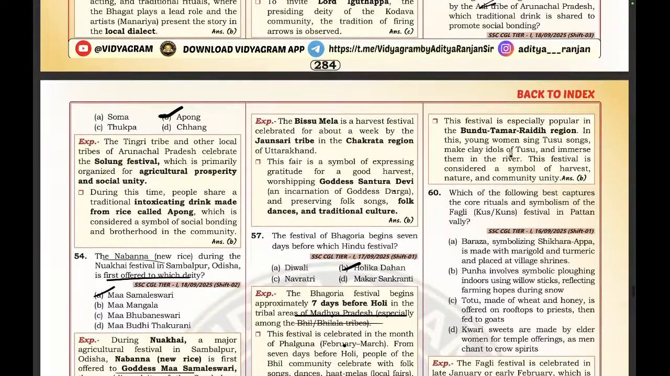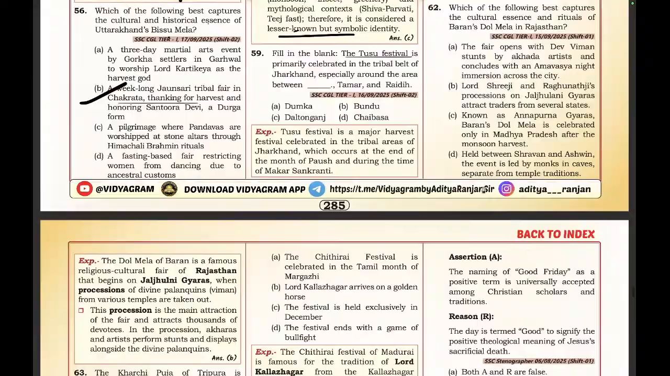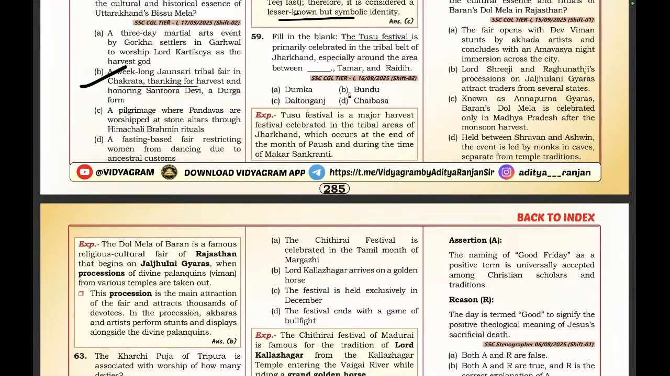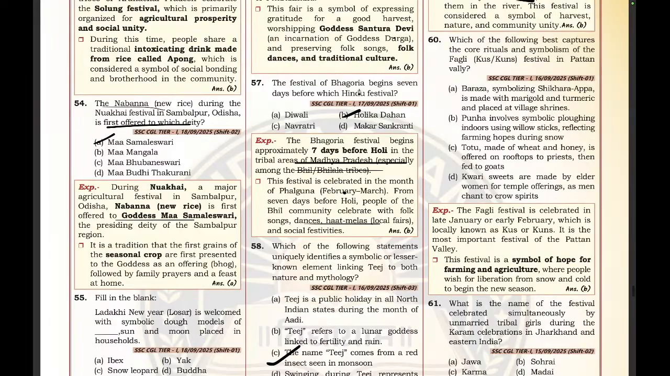Coming on to the next. The festival is especially popular in Bundu, Tamar, Raru region, and clay idols are used in this. Okay, what is the answer? The answer for this is B. Bundu, Tamar, and Raru region. Really tough question. I would say ask for the state, but you are asking a particular village or the city of that festival, which is totally hitting below the belt to the students.